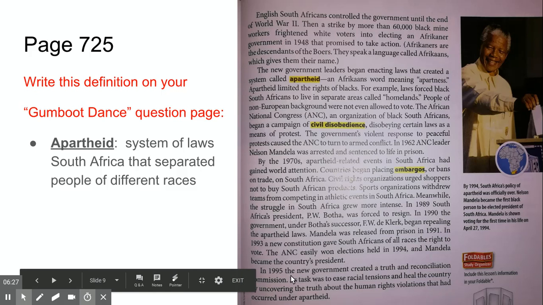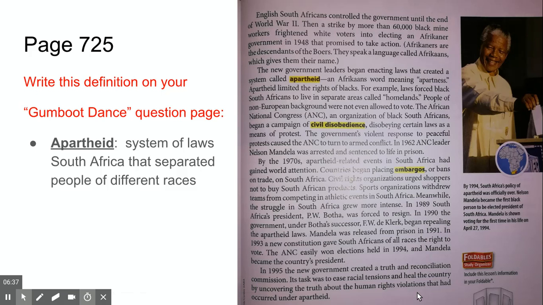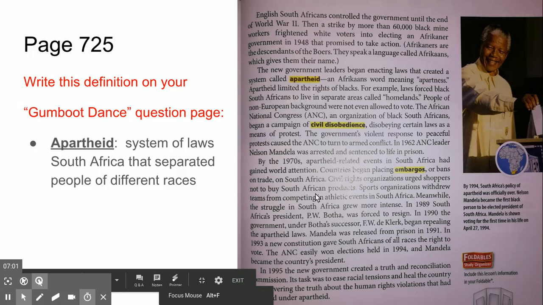Then in 1995, the new government created a Truth and Reconciliation Commission. Its task was to ease racial tensions and heal the country by uncovering the truth about the human rights violations that had occurred under apartheid. There are a lot of comparisons to be made between apartheid and Nelson Mandela, and the civil rights movement and Martin Luther King. They're both seen as very strong figures fighting for equal rights for everyone. All right, that's all I'm going to talk about with apartheid.